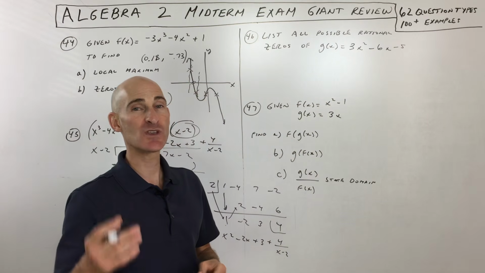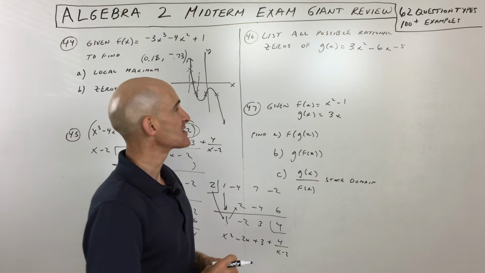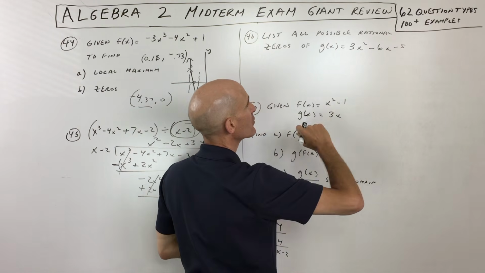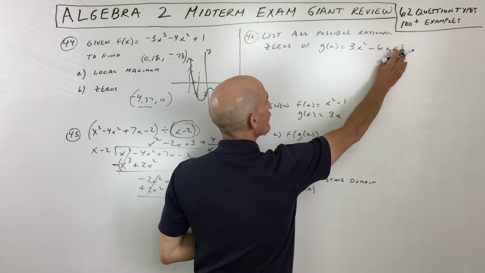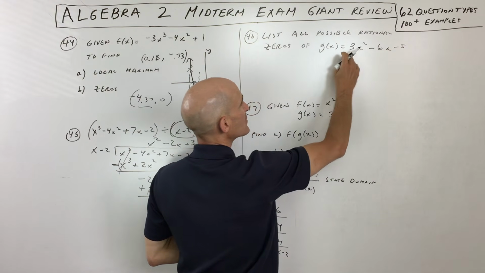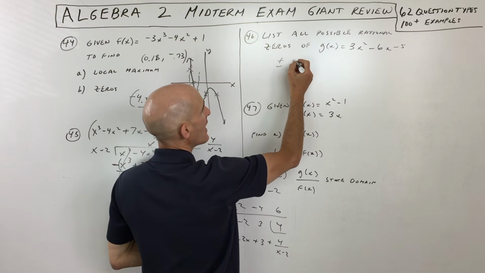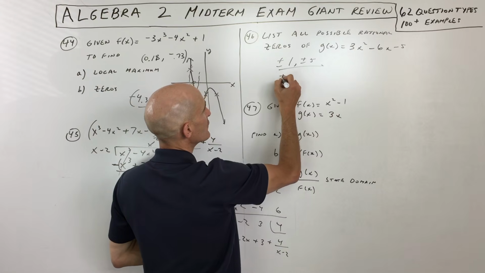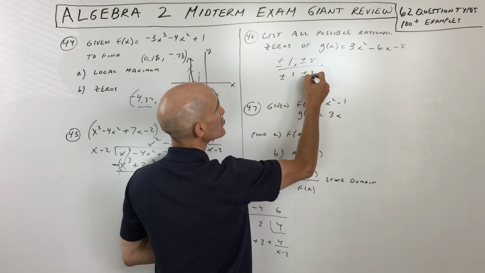Now remember, rational means ratio, like a fraction. Sometimes it's called the P over Q method, or the zero root theorem, or the rational root theorem, something like that. But basically you take all the factors of the constant over all the factors of the leading coefficient. So all the factors of 5 would be plus or minus 1, plus or minus 5, all over the factors of the leading coefficient, which are plus or minus 1, plus or minus 3.